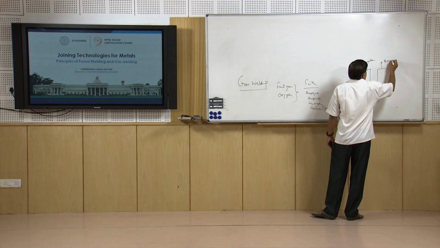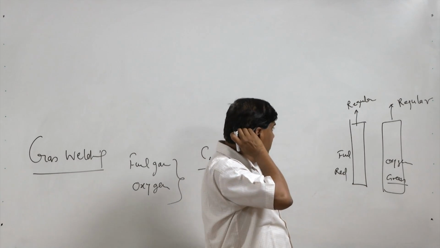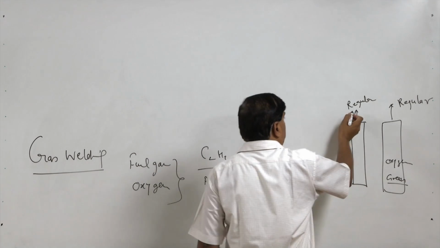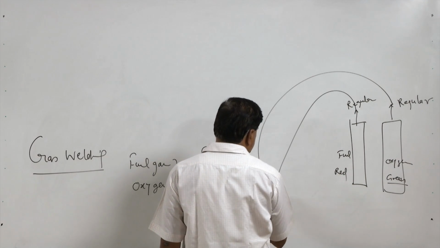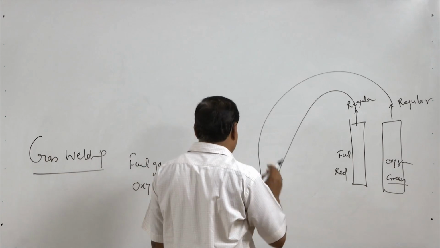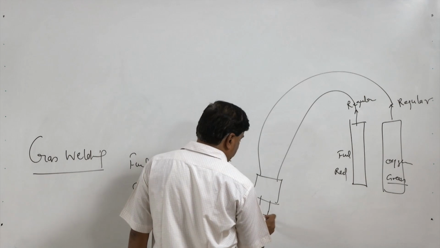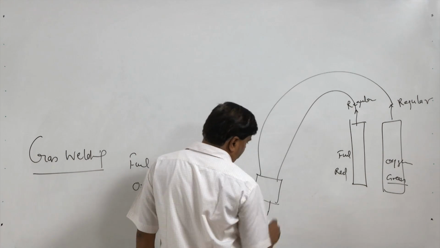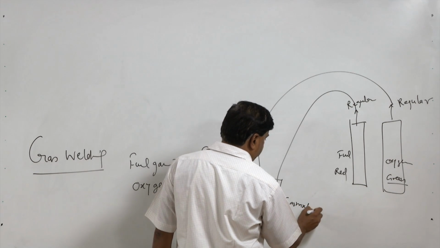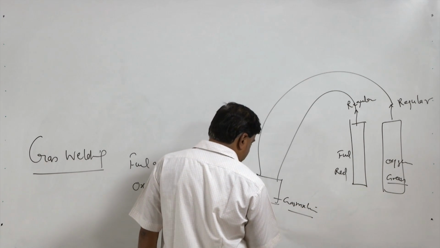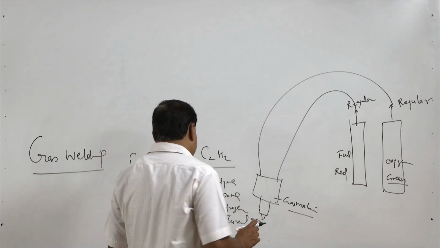Regulators are used which will bring down the pressure of the oxygen or the acetylene to the normal working pressure, and then these are connected through the proper mixtures, and then it is fed to the torch. Now, the torch, here this gas mixture will be coming out, and here using a suitable lighter or igniter, the gas flame is generated.